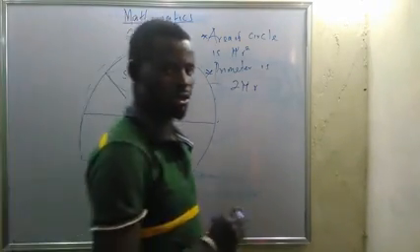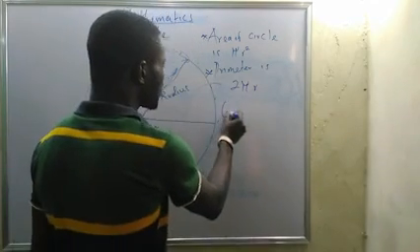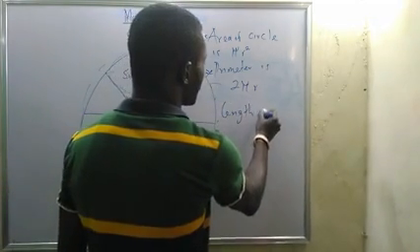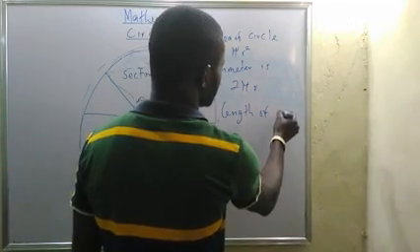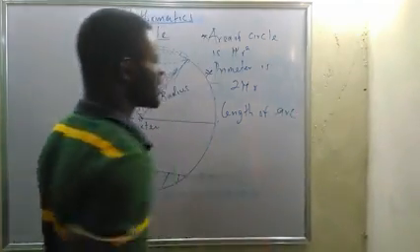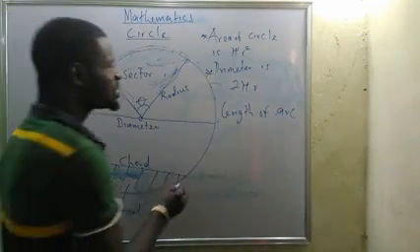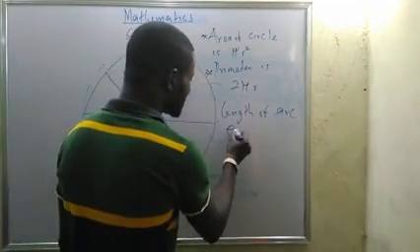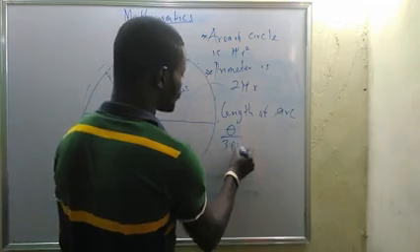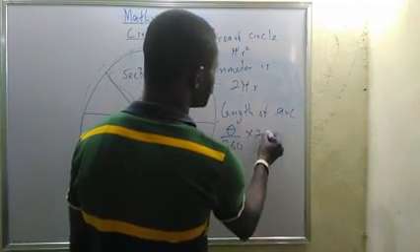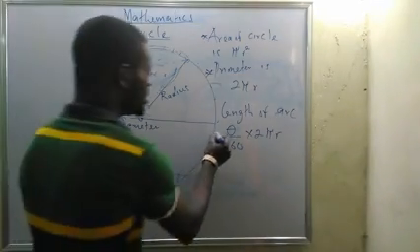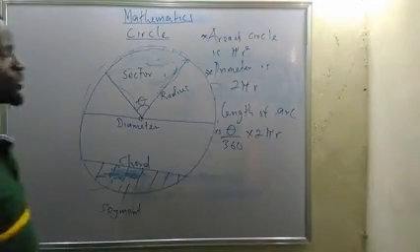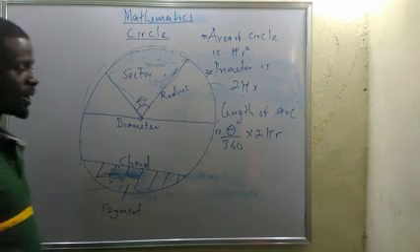Now, when we talk about 2 pi r, the next thing I want you to understand is length of arc. Length of arc is always equal to theta all over 360 multiplied by 2 pi r.